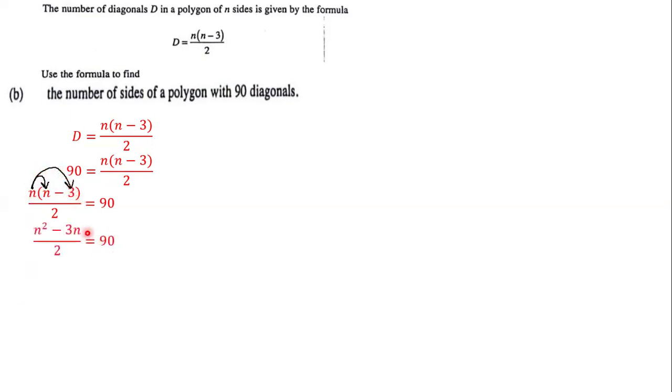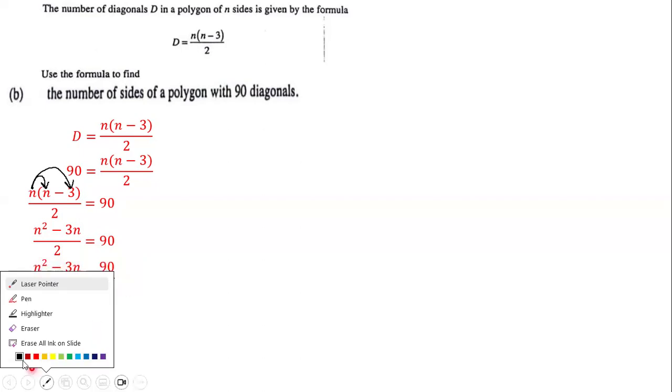And so n times n is n squared. And then n times negative 3 is negative 3n. And we put it all over 2, and we set it equal to 90. And so we have n squared minus 3n all over 2 is equal to 90 over 1.